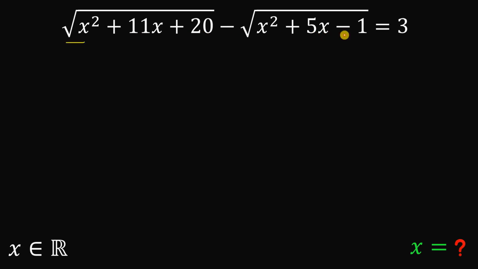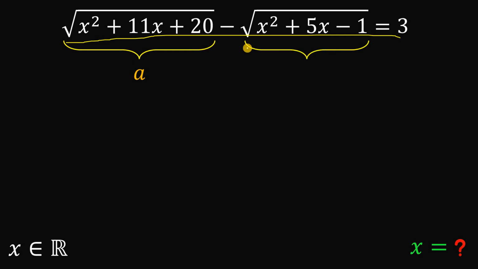Given this equation, and of course x here is a real number, the goal is to find the value of x that satisfies this equation. To answer this question, what we're going to do is let this term be equal to a and the other term be equal to b. Therefore, our original equation becomes a minus b equals 3.